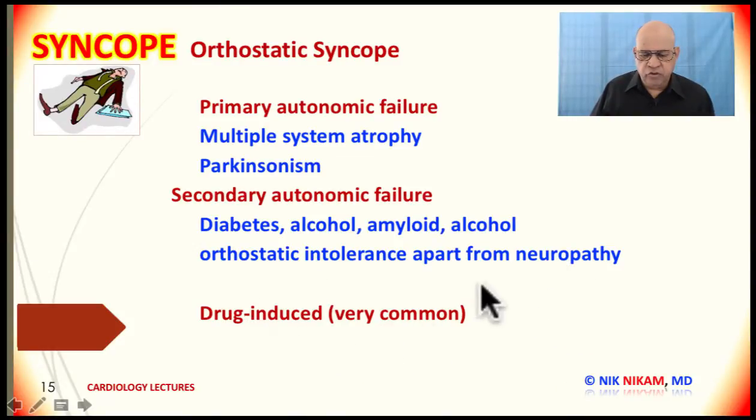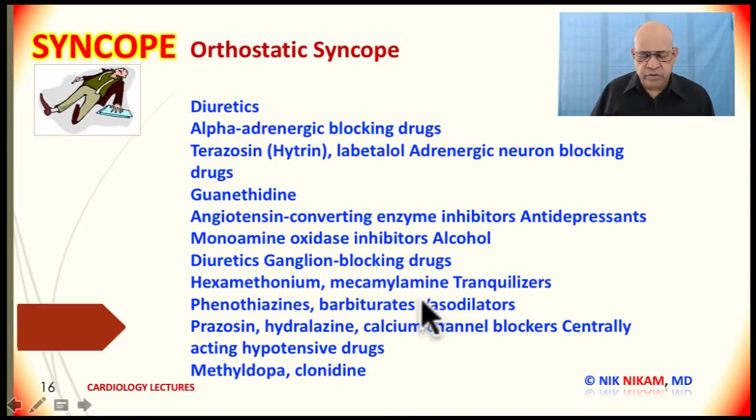And finally, we have the drug-induced orthostatic syncope. This is the biggest list I had to tell you. Here it covers all your antihypertensive drugs. It covers all your tranquilizers, which also drop the blood pressure. It also covers diuretics. So anything that decreases the intravascular volume, anything that decreases the peripheral resistance or the systemic vascular resistance, all these could be culprits in patients with syncope.